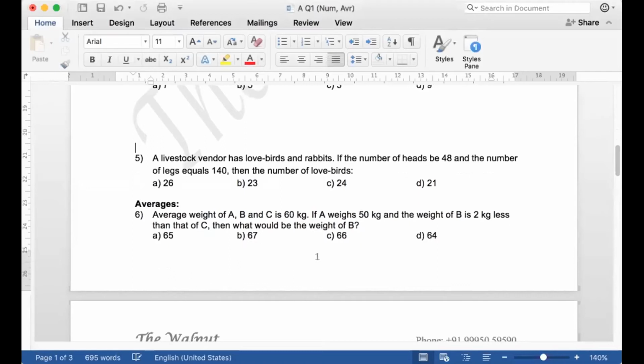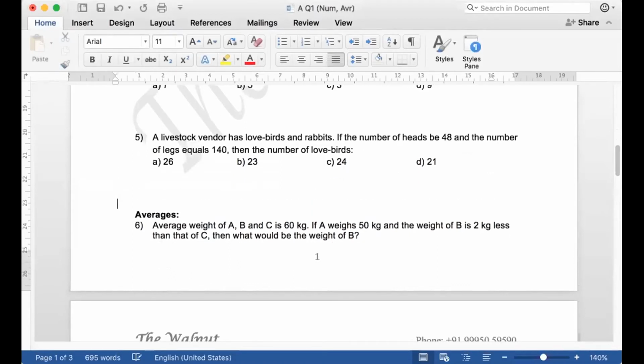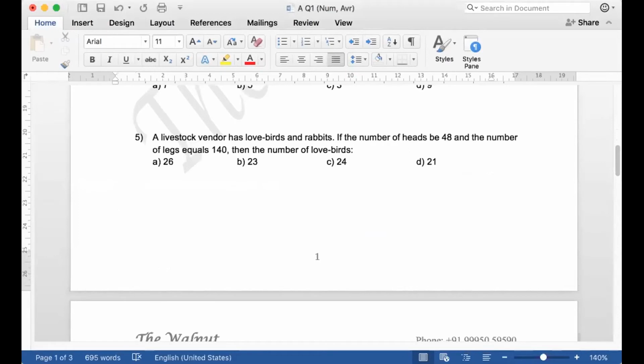This is another interesting question. A livestock vendor has lovebirds and rabbits. If the number of heads is 48 and the number of legs is equal to 140, then the number of lovebirds.